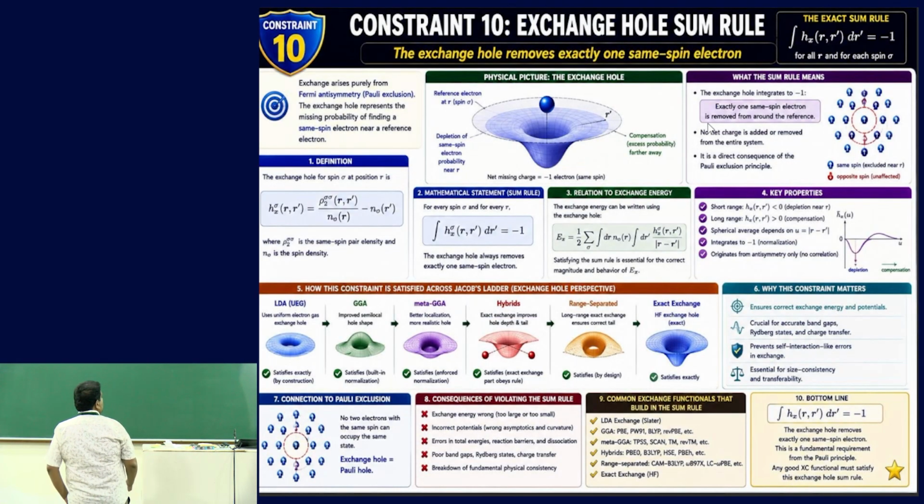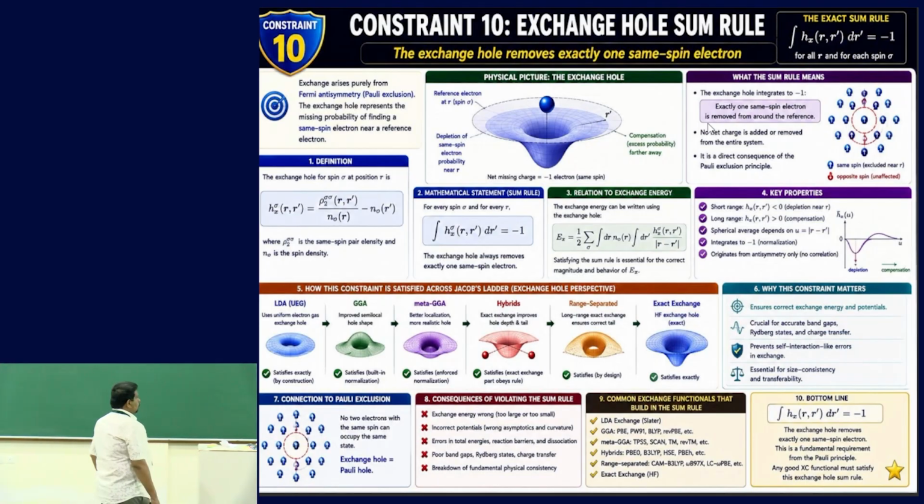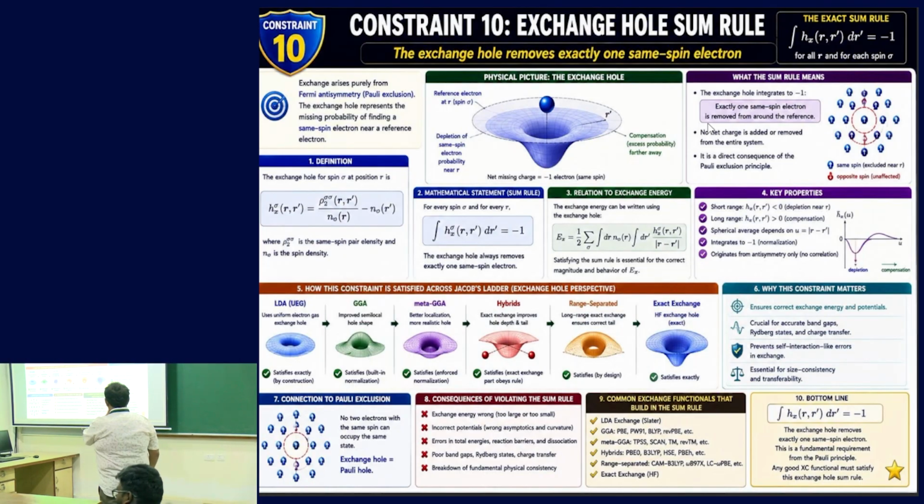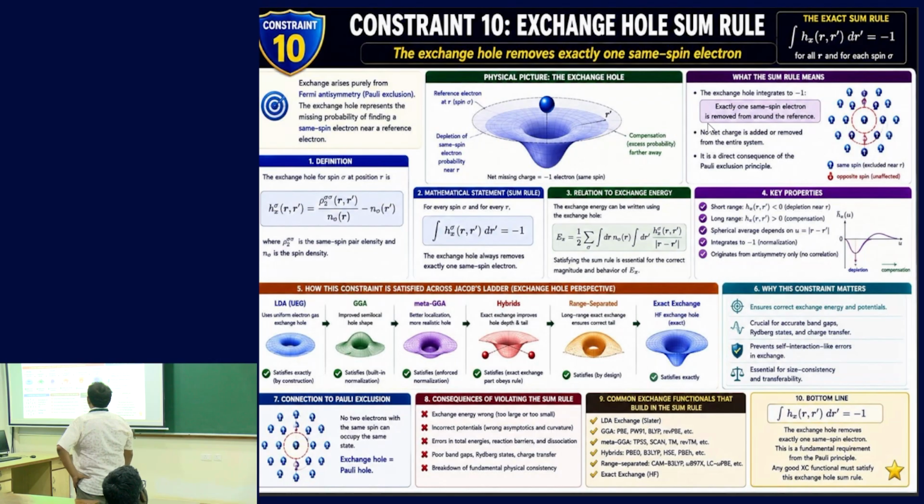Okay. Now the exchange hole sum rule. We have already seen how this exchange hole will behave. Here it's a picture: these are the spin up, then you have an up spin, then there will be some down spin. And this is how you write it in terms of the exchange-correlation hole. This is very important for the exchange hole sum rule.